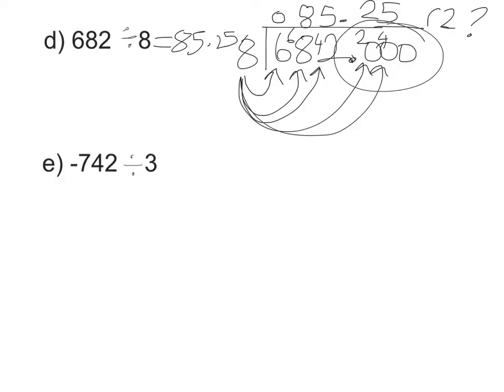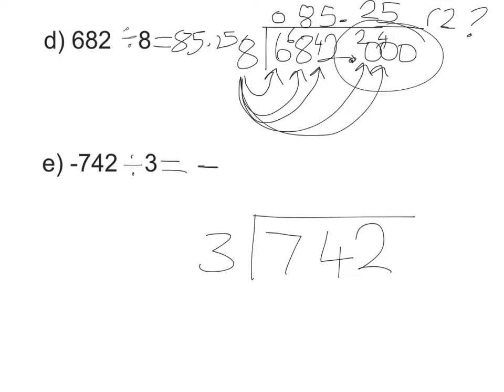Let's try the next one. My dividend, different this time. I've got a negative dividend, but a positive divisor. That's okay. Before I do anything else, I can just think, I've got one negative, but I'm dividing, so they must come in pairs, so my answer is going to be negative. Now I can ignore them. Right, 742 divided by 3. 3's into 7, twice, remainder 1.